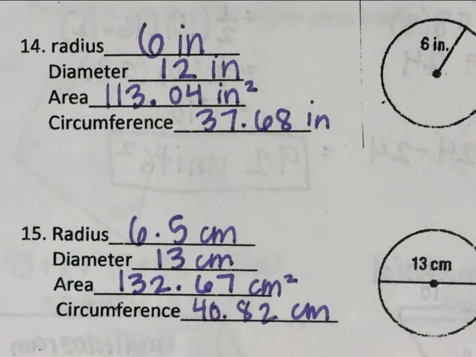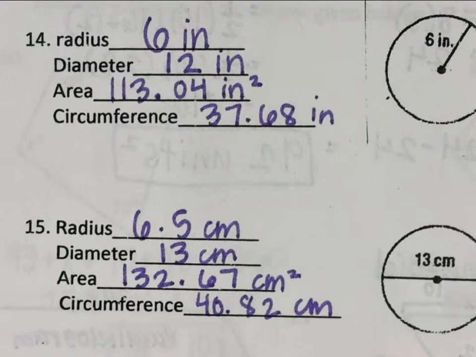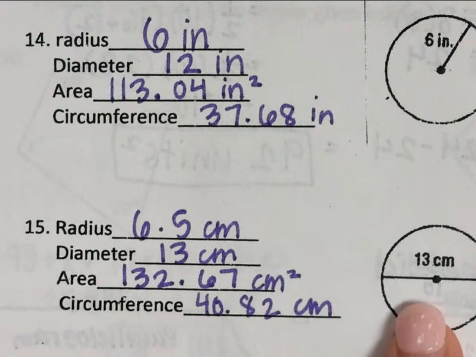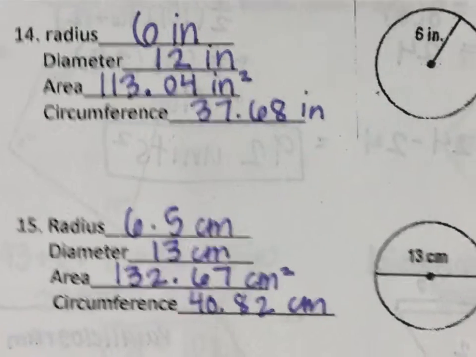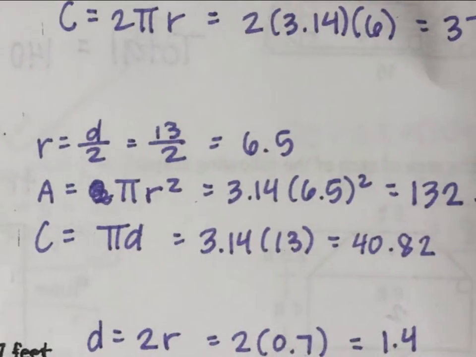All right, number 15. Your radius is 6.5 centimeters. I found that by dividing my diameter: 13 divided by 2 gave me 6.5. And then my area, that is pi r squared, so pi times 6.5 squared. And I got 132.67 centimeters squared. And your circumference is 40.82 centimeters. Here is my work for those if you need that.